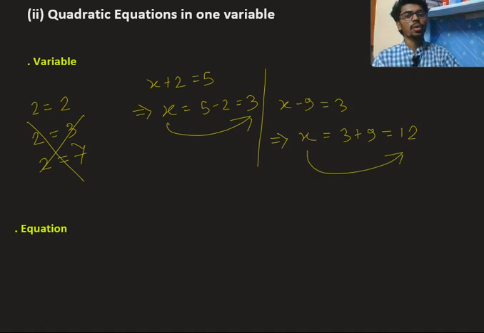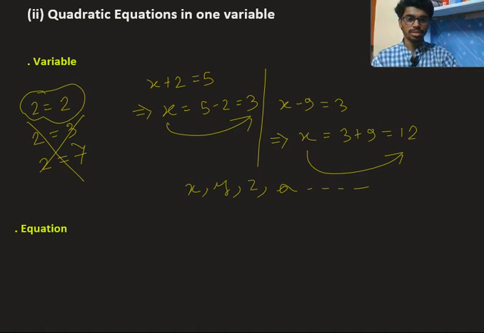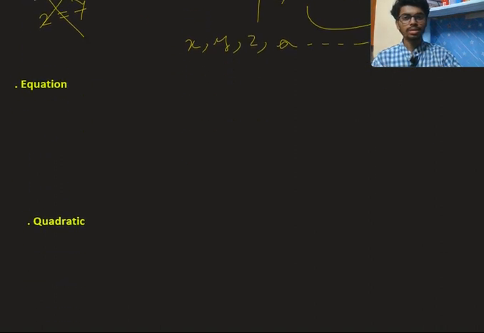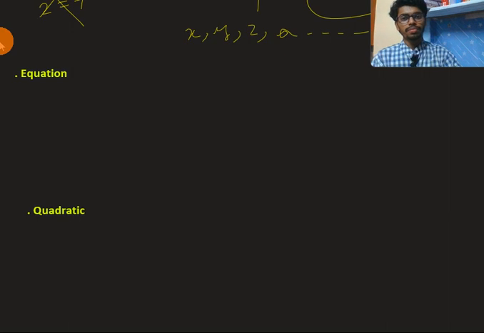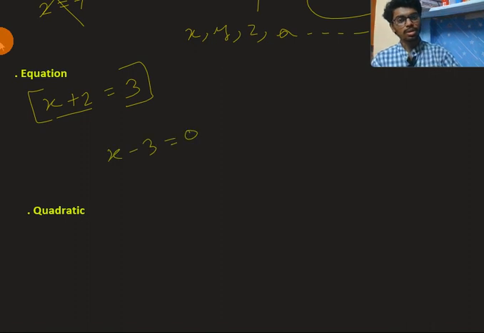So these are called variables. You can represent them by x, y, z, or a, b, c, anything. And these are known as constants. So I think you know the difference between variable and constant. Now let's get to the next point, that is equation. If you see x plus 2 is equal to 3, this is an equation, which equates two things. And this is also an equation, x minus 3 is equal to 0.